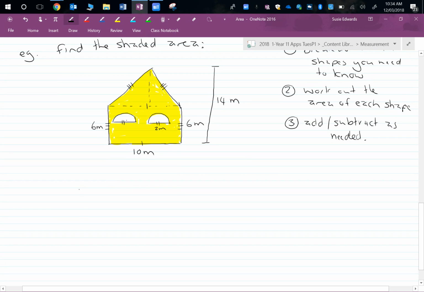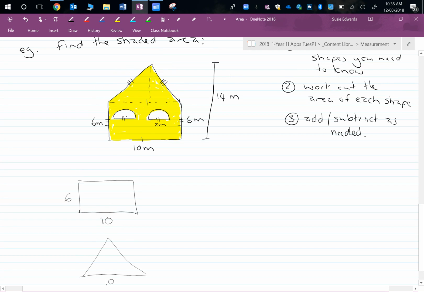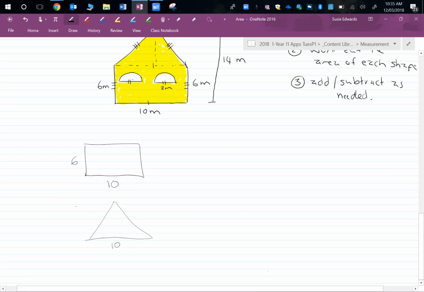There's a rectangle. And what are the dimensions of that rectangle? 6 by 10. What else have we got? We've got a triangle. And what are the dimensions of that? The base is 10 and the height is? Harry? It's 8 because we've got the 6 and the 14 and what's left over is 8. Okay, so that's most of the shaded region.